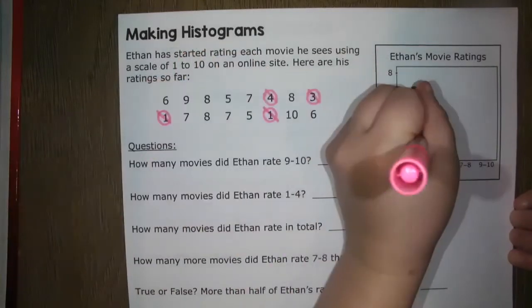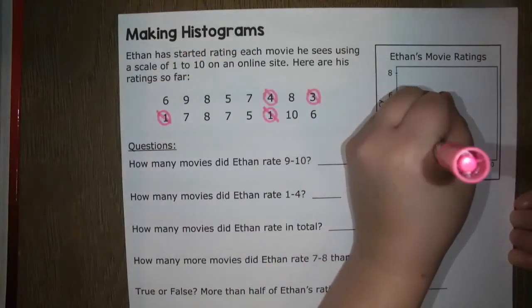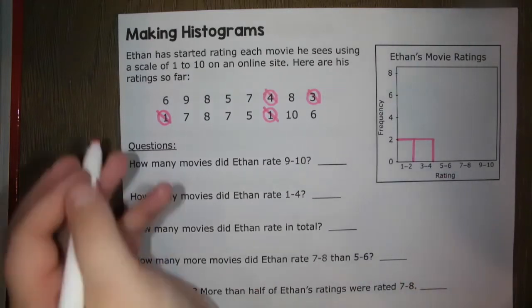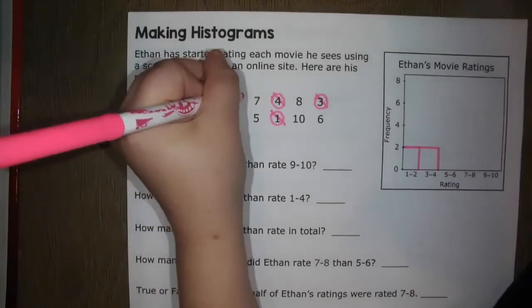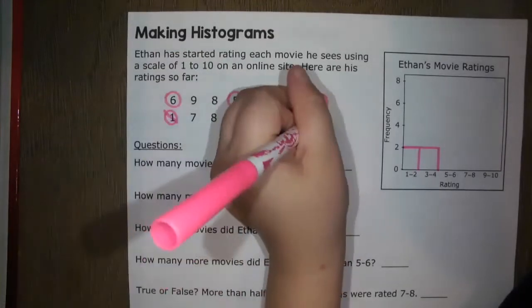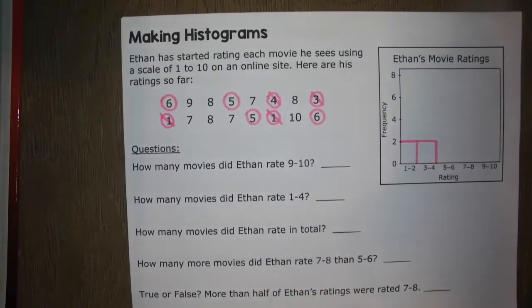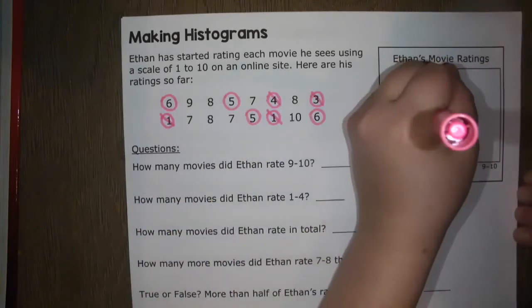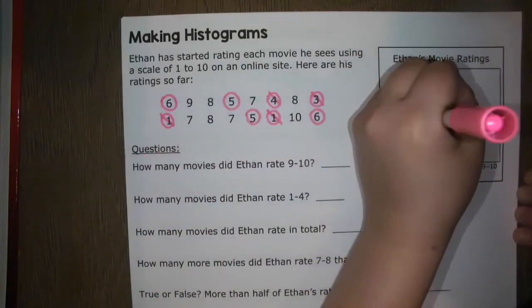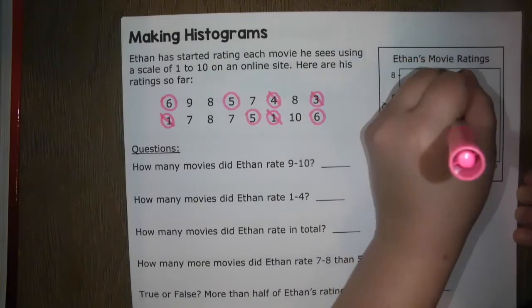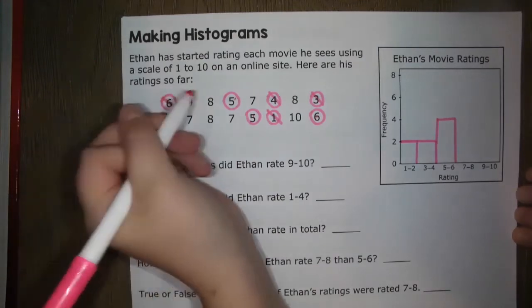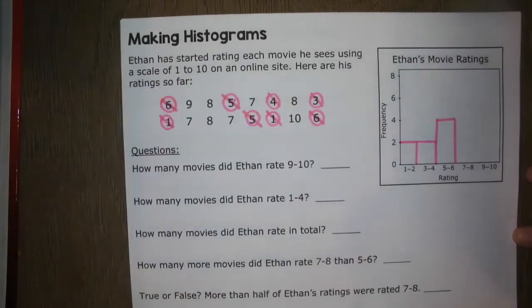So I'm going to make that bar go to 2 as well, because there were 2 numbers in that range. Next, 5 to 6. So 1, 2, 3, 4. So 5 and 6 occurred 4 times. So that is how frequently it occurred in his rating. So I'm going to make 5 to 6 go up to 4 because there are 1, 2, 3, 4 numbers that are within 5 to 6.